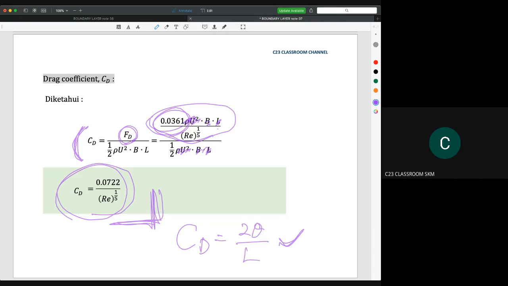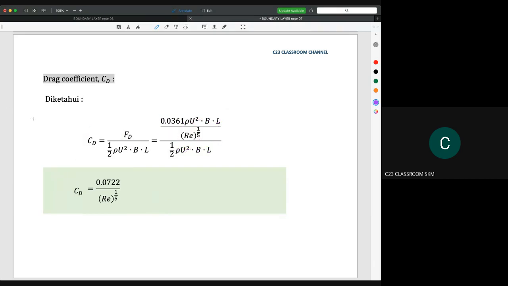So here you can see that you have two methods to calculate the CD. Either you use the drag force divided by 1 over 2 rho u square BL, or you use the idea that CD is equal to 2 theta over L. And theta here, you need to calculate by using the equation of theta. So we have theta equal to the integration of u over U, times 1 minus u over U, dy.